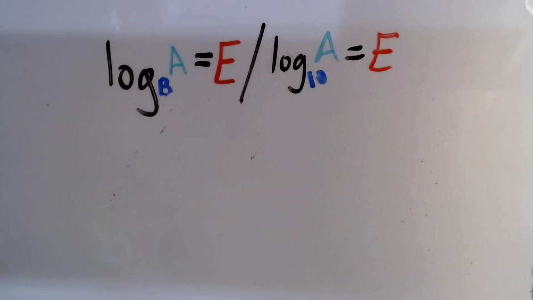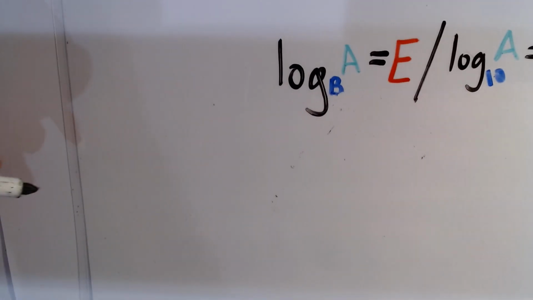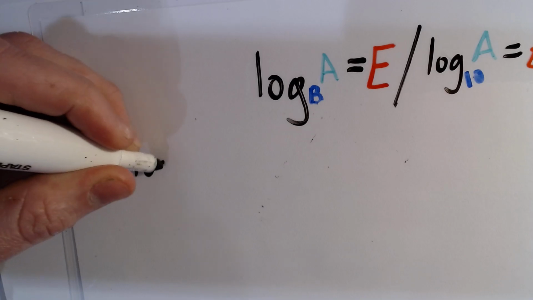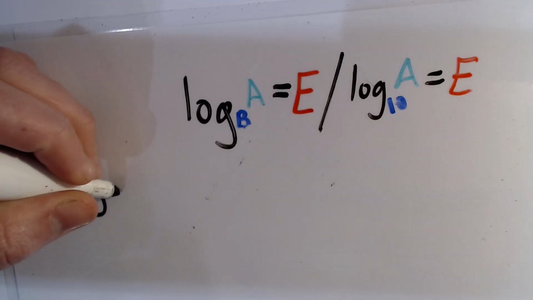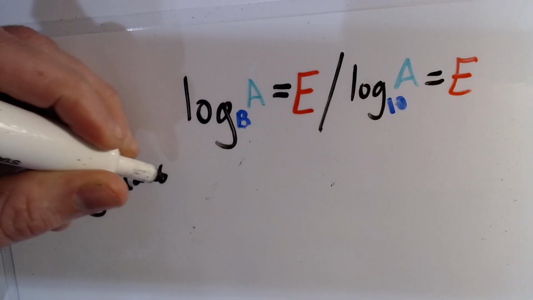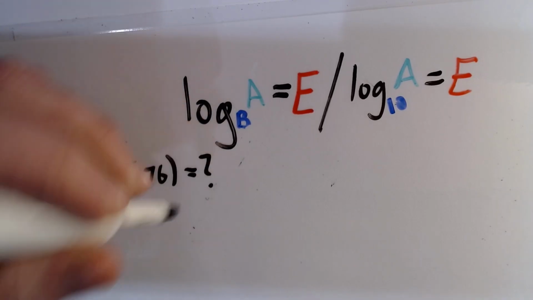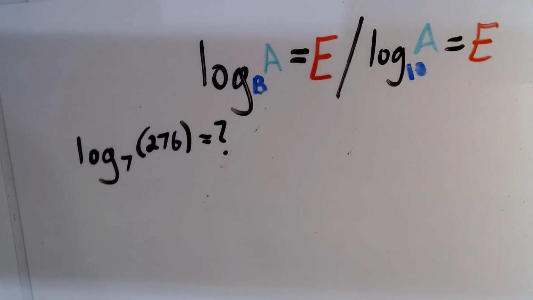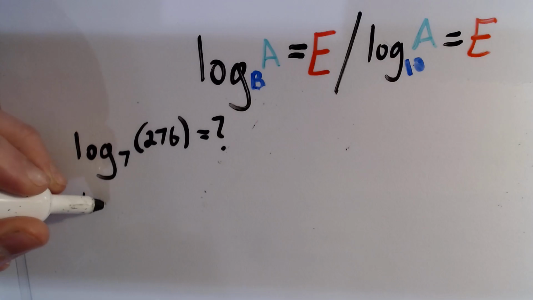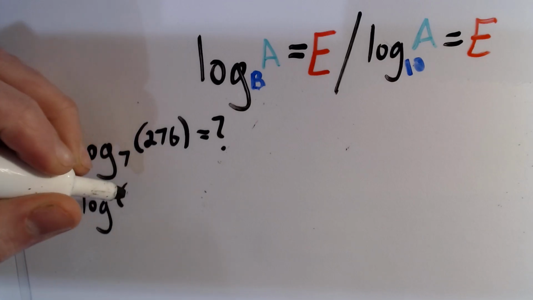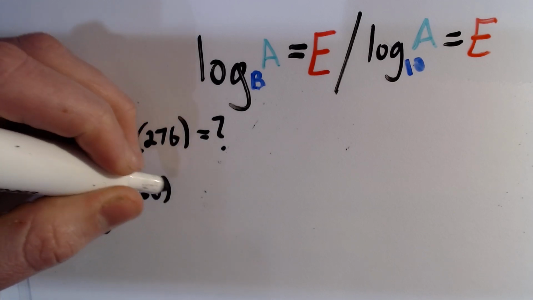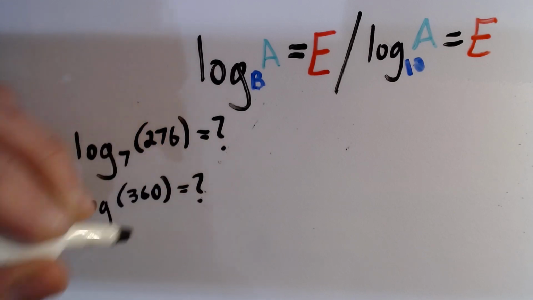be faced with a complex problem. Let me jog our memory and put the problem back up there. That looked so confusing. Log base 7 of 276 equals what? That might be an instance of a problem you see. Another instance of a problem you see is log 360 equals what?